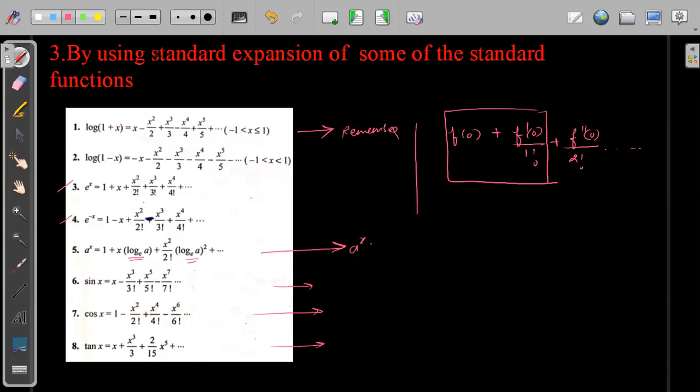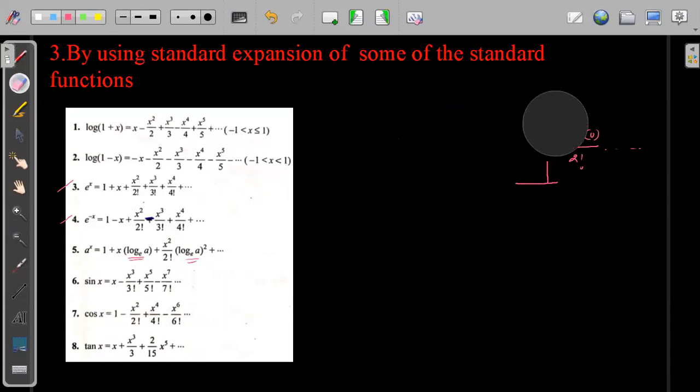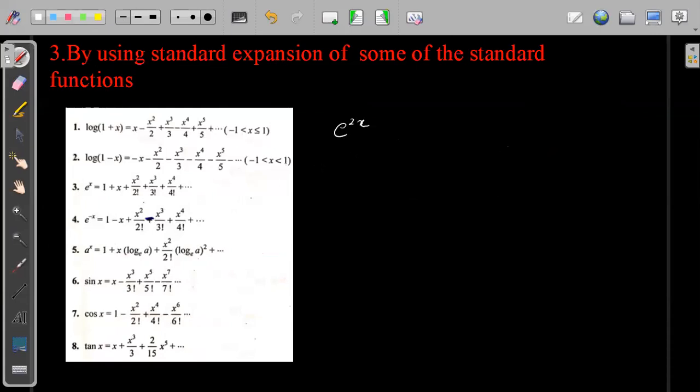Okay, now suppose you have an expansion of e to the power 2x. Here the expansion of e to the power x is 1 plus x plus x square by 2 factorial plus x cube by 3 factorial, and so on. So what will be the expansion of e to the power 2x? Simply, instead of x you substitute 2x. So this is 1 plus 2x plus 2x whole square by 2 factorial plus 2x whole cube by 3 factorial, and so on.